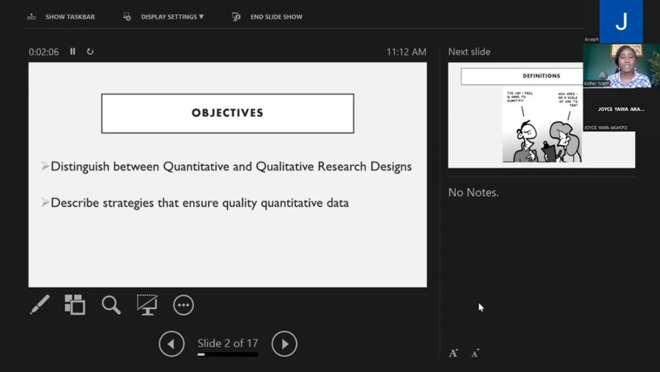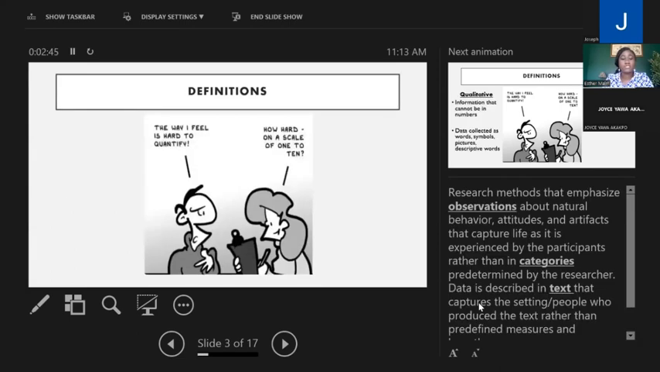All right, so I hope by the time we finish this presentation, you would be able to have clear ideas on the differences between quantitative and qualitative research, and you would be able to deduce what the pros and cons are. I'm not going to talk much about pros and cons, but hopefully through the discussion, you would be able to deduce that for yourselves, and then also describe or be able to identify strategies that can help you design and collect quality quantitative information.